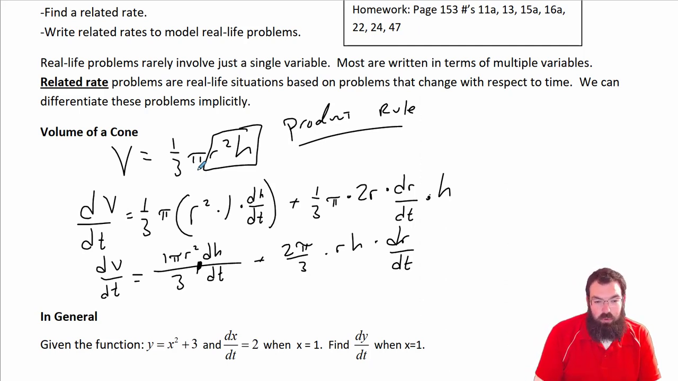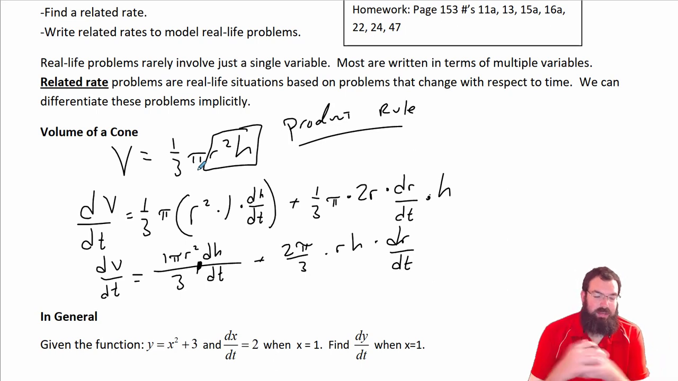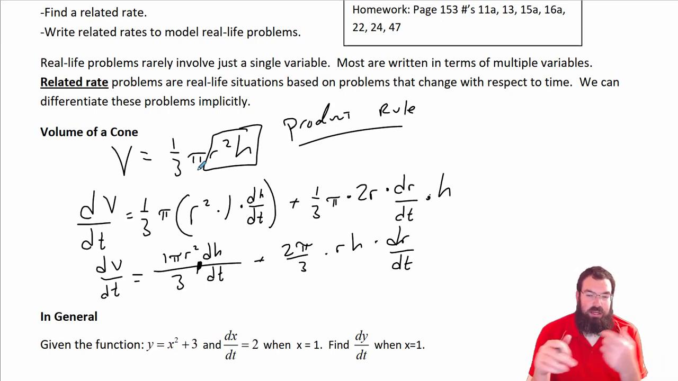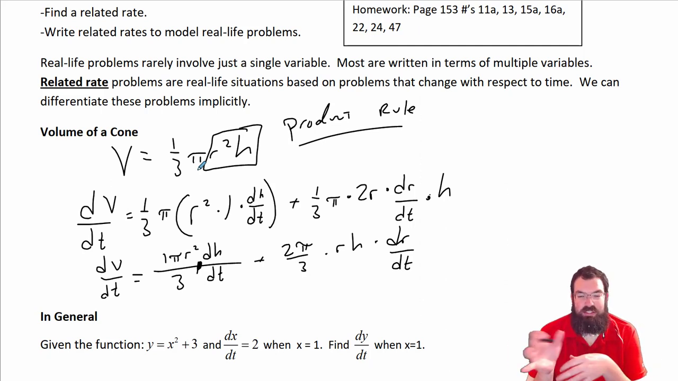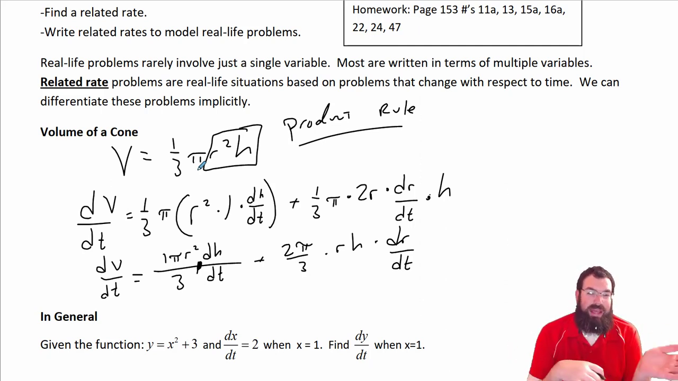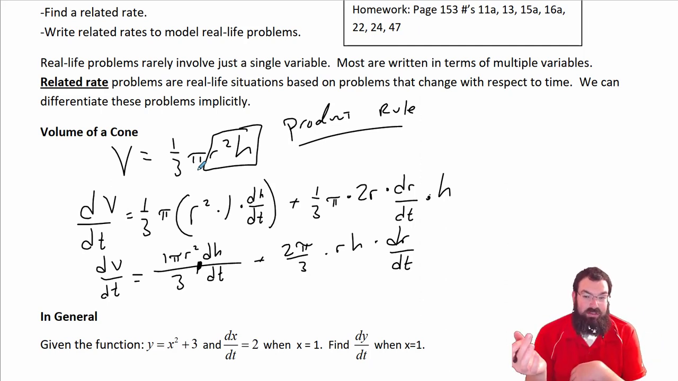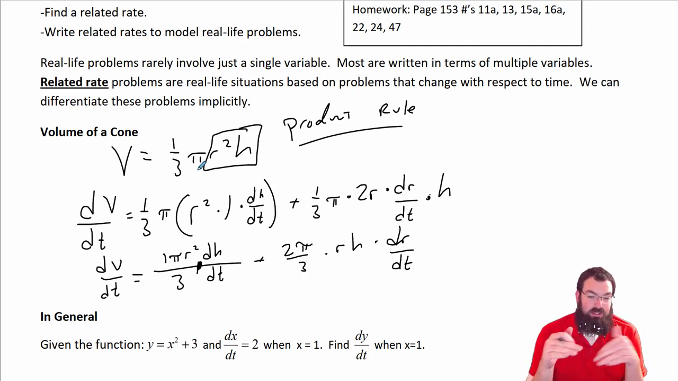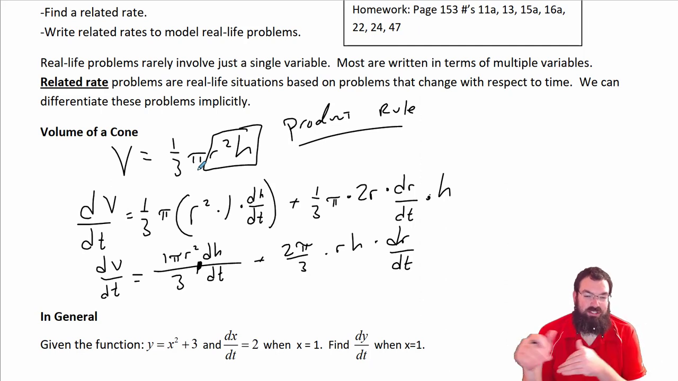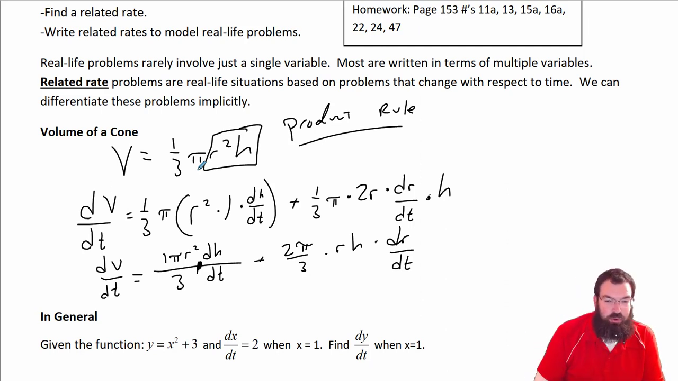Now, most of the time when we actually do these types of problems, we're going to be given values for either radius or height or something. So we won't have all of these dV dt's, dh dt's, or dr dt's. Some of those will cancel because it's a constant, right? Or some of those will be filled in based on what they give us in the problem. So yes, this looks kind of crazy now. It won't look this crazy later when we actually get into some problems.